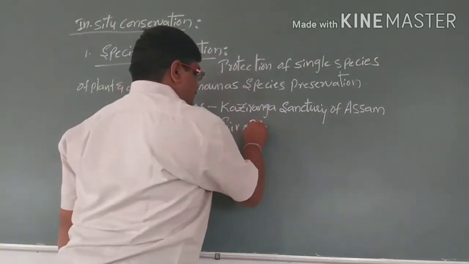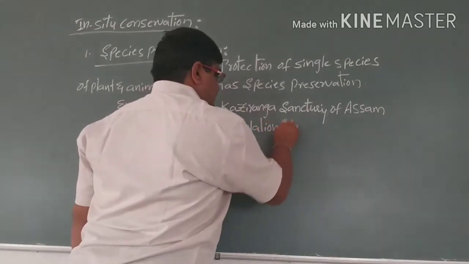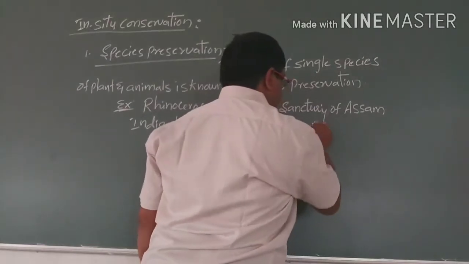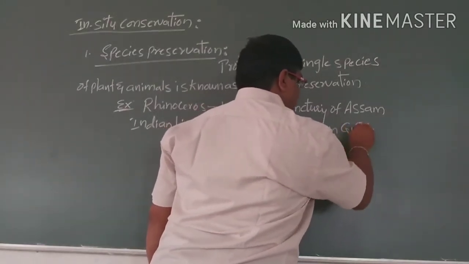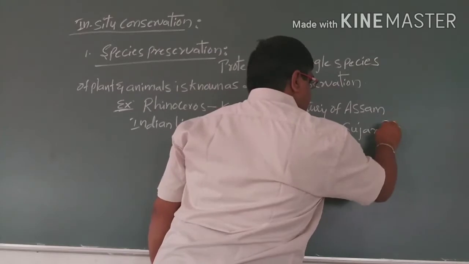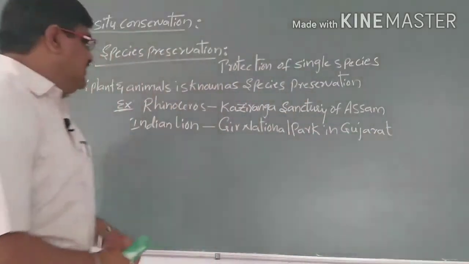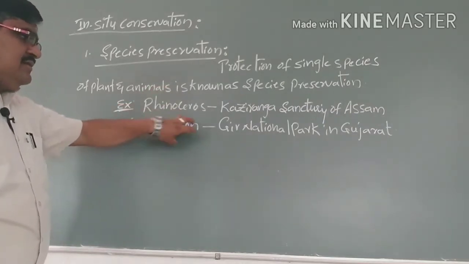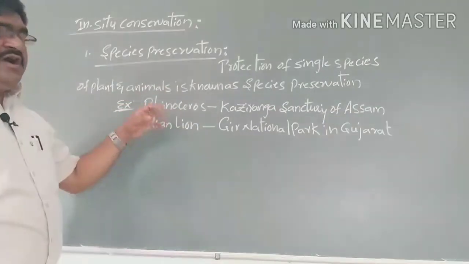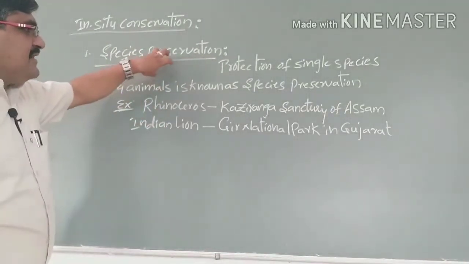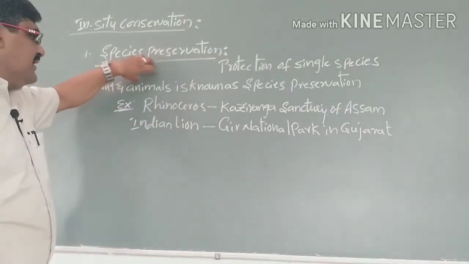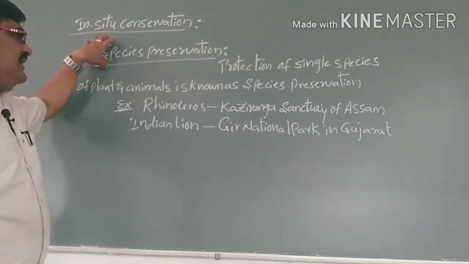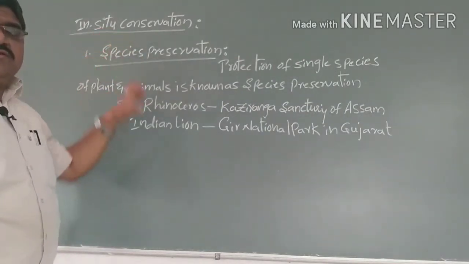Gir National Park or Sanctuary in Gujarat. So these are the two where a single species is protected within its habitat: the Indian rhinoceros in Kaziranga Sanctuary of Assam, and the Indian lion in Gir National Park or Sanctuary in Gujarat. Such types of reservations we can call species preservation.